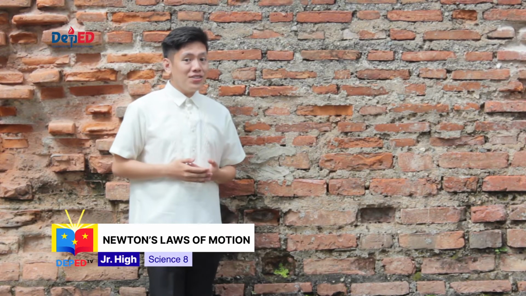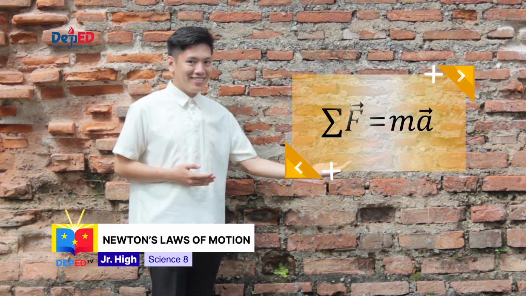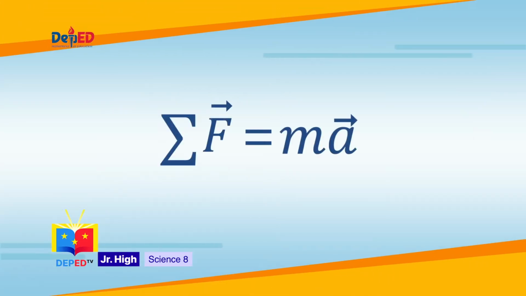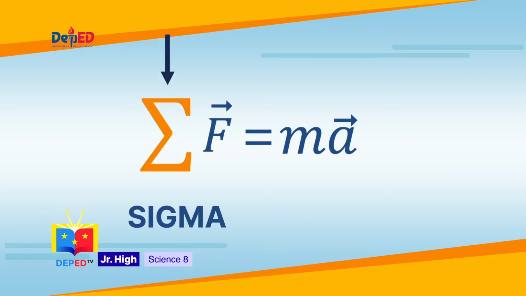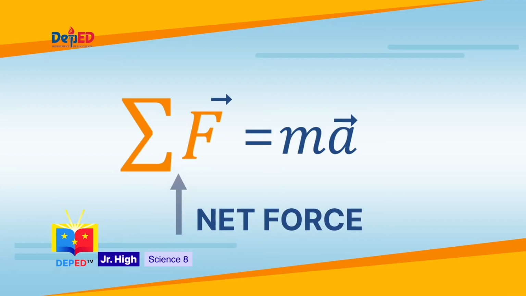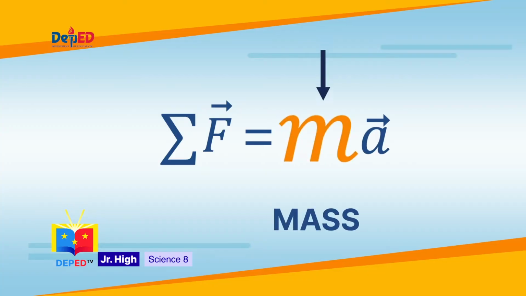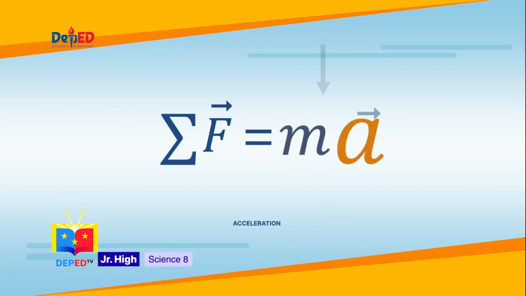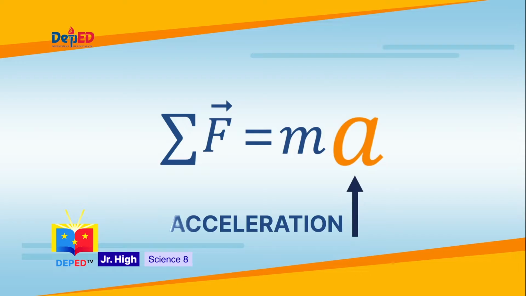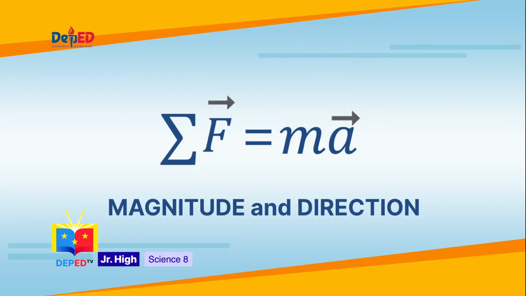The law of acceleration is expressed through this equation. The symbol sigma stands for the algebraic sum, thus, sigma F stands for the net force acting on an object. On the other hand, m stands for the mass of the object and a for its acceleration. The arrow above the letters F and a indicates that both have magnitude and direction.